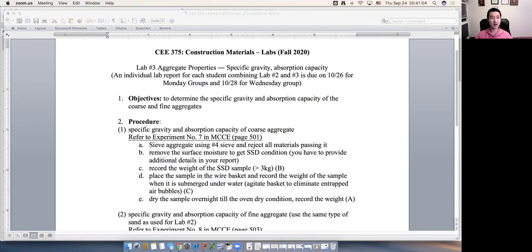For the lab report, again, it will be an individual lab report combining lab number 2 and this week's lab number 3. The due date is October 26th for Monday groups and October 28th for Wednesday groups.